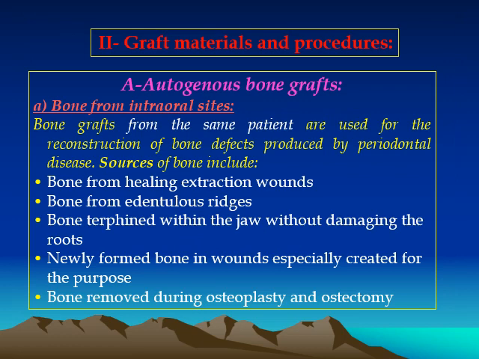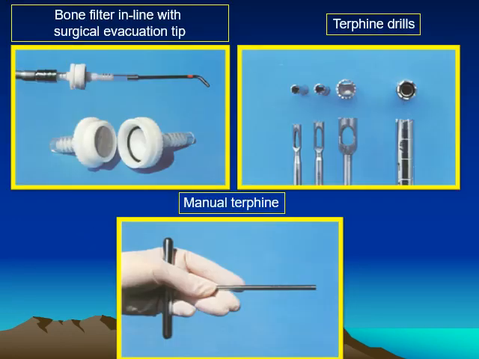Autogenous bone graft, bone from intraoral sites. Bone grafts from the same patient are used for the reconstruction of bone defects produced by periodontal disease. The sources of autogenous bone include bone from healing extraction wounds, from edentulous ridges, bone trephined within the jaw without damaging the roots, newly formed bone in wounds specially created for the purpose, or bone removed during osteoplasty. And this slide shows some of the instruments that are used for the removal of autogenous bone.